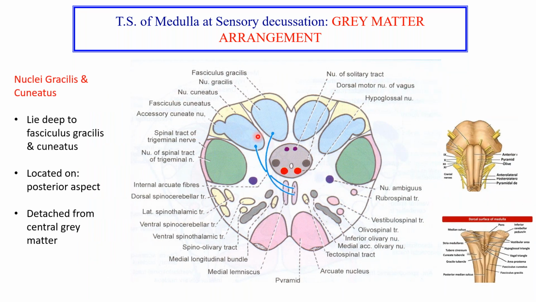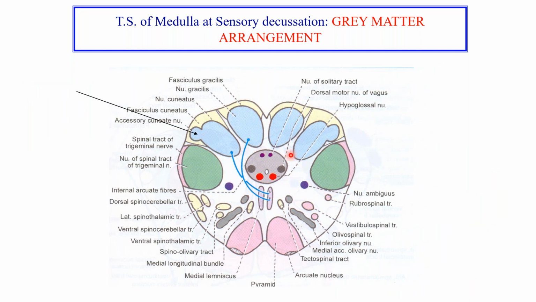So nucleus of gracilis and cuneatus, we know they are lying deep to the fasciculus gracilis and cuneatus. And where they were located in the form of a raised tubercle, they appear onto the posterior aspect of the medulla, and they are detached from the central gray. This is the central gray matter. They are gray matter nuclei, but detached from the central gray of the medulla. Now, this is the accessory cuneate nucleus, which appears dorsolateral to the nucleus cuneatus.